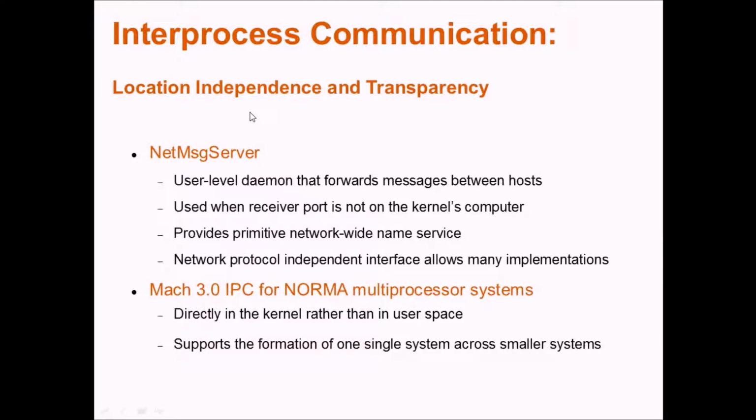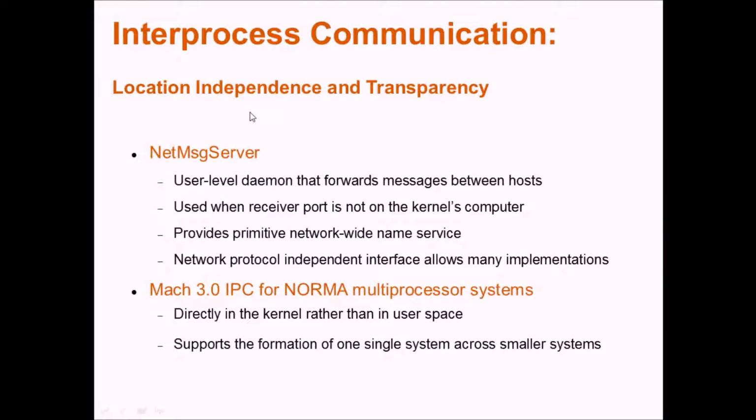I want to speak about interprocess communication. It is a set of methods for the exchange of data among multiple threads in one or more processes. The functions of these are location independence and transparency. The Net Message Server sends messages between hosts and is used when the receiver port is not on the kernel's computer, by providing a network-wide name service and network protocol interface, and it allows many implementations.